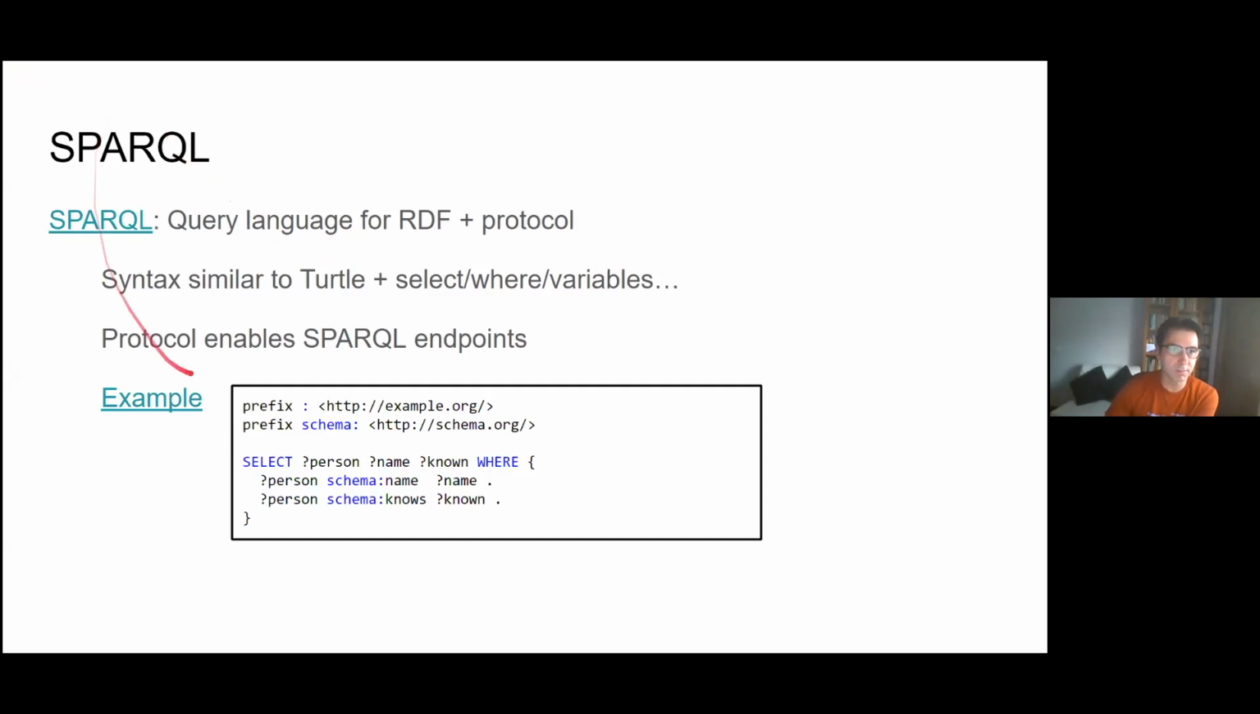The syntax of SPARQL is very similar to RDF. It's inspired by Turtle, but you add several keywords like select, where, and variables. This is a very simple example of a SPARQL query where you select the name, the person, and the person who is known by this person, and then you have these triples. And these are called patterns in SPARQL.